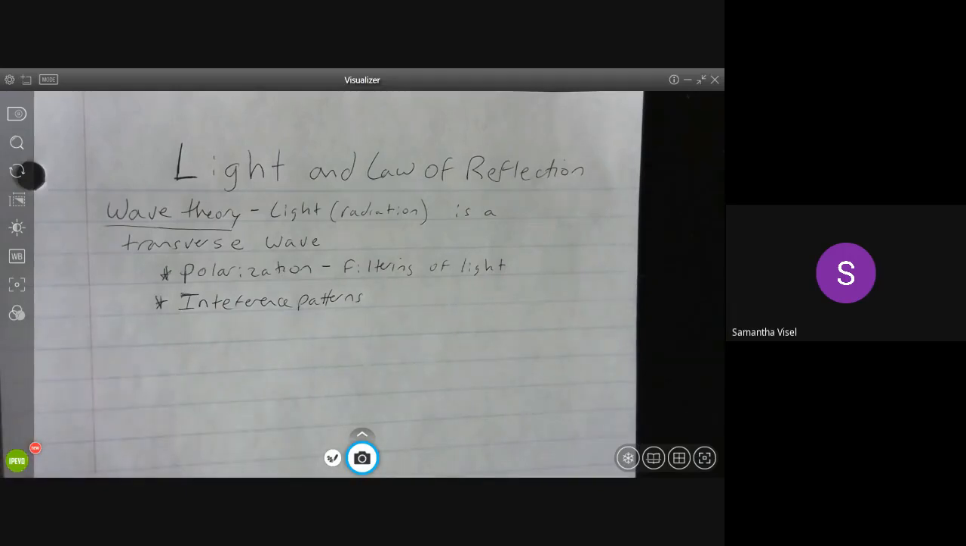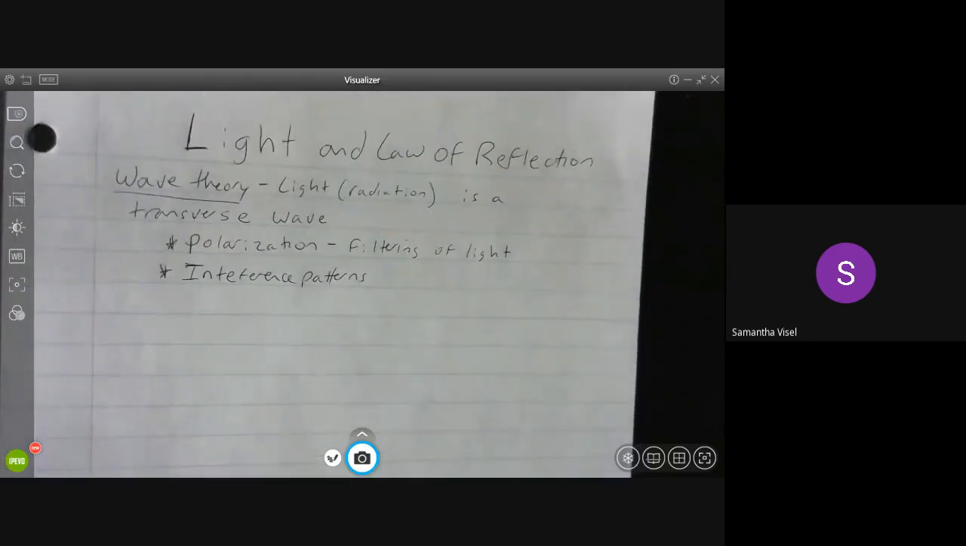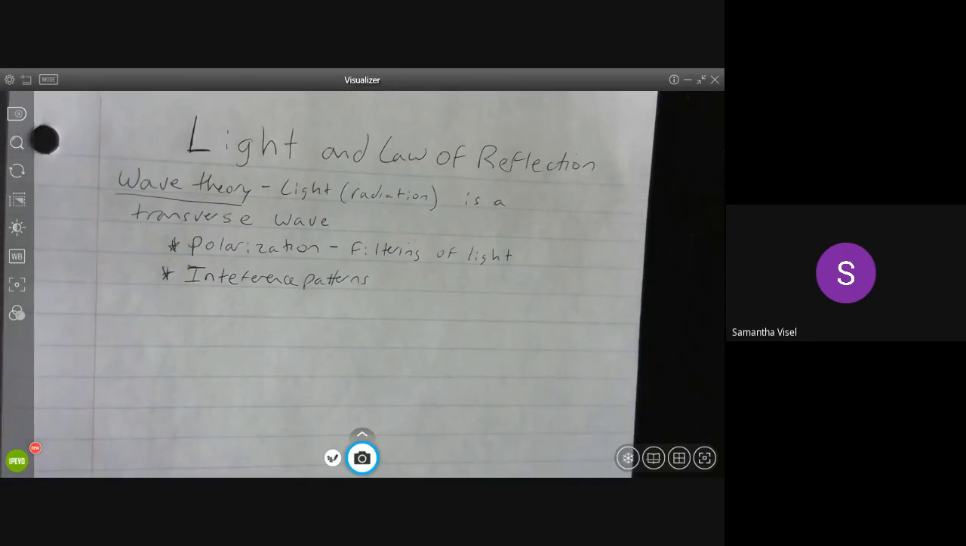So the interference of light can be observed when a beam of light hits something that's really tiny. That causes the light to bend, and as a result of that bending, it causes the waves to build and to cancel each other out.